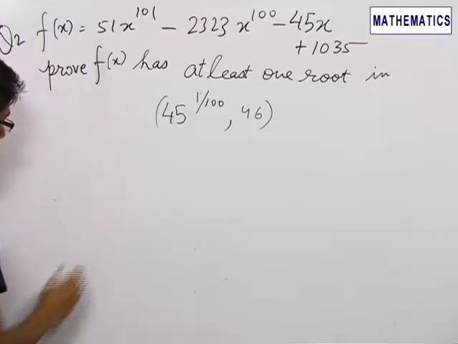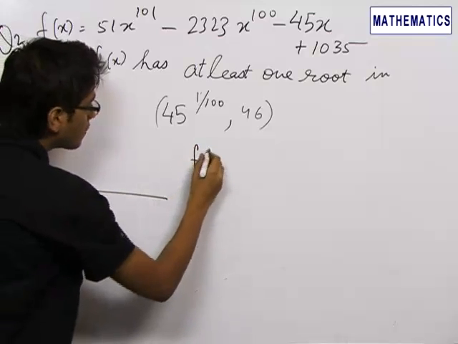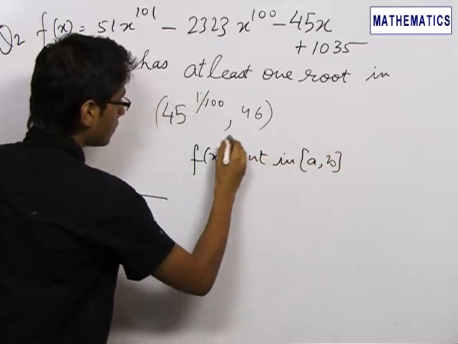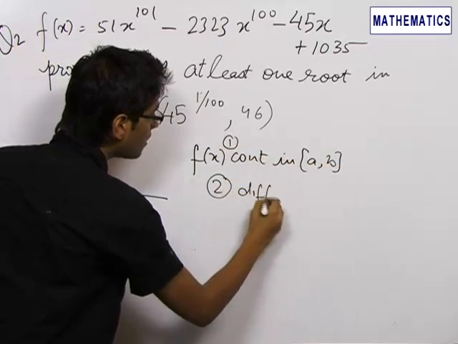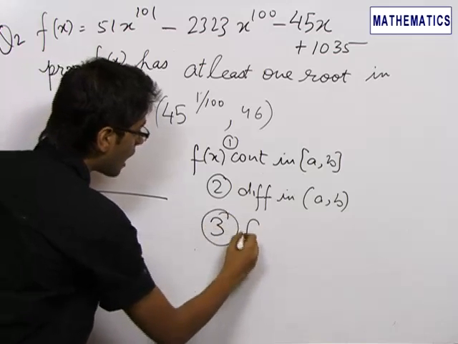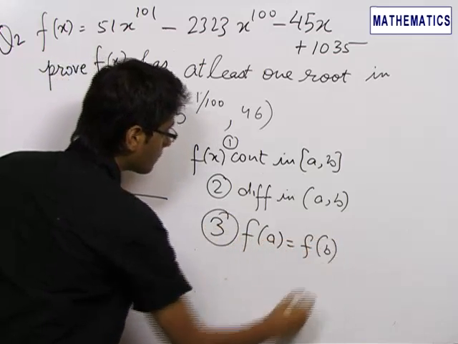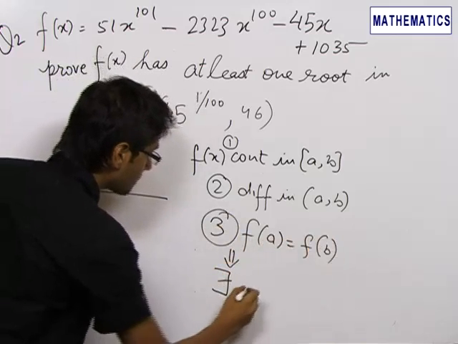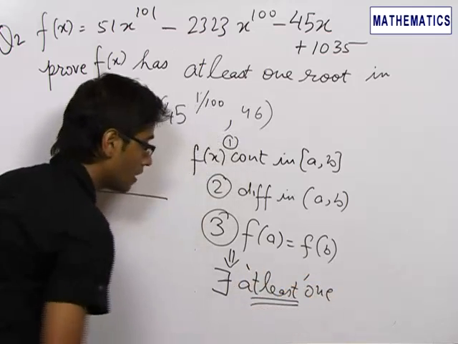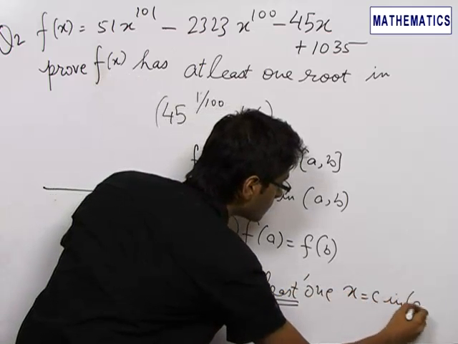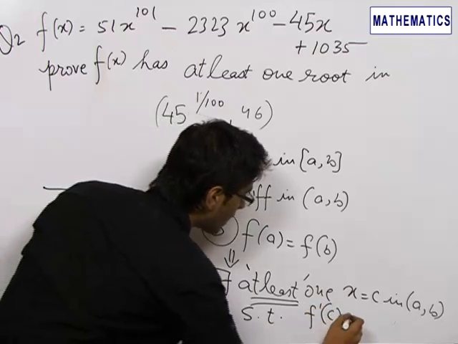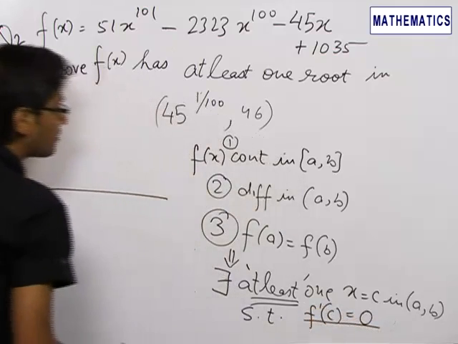we know what Rolle's concept is. Rolle's concept says that if there is a function continuous in [a, b], first point, differentiable in (a, b), the open interval, and such that f(a) is equal to f(b), then there exists at least one, and this is the important part, at least one x equals c in (a, b), such that the differentiation value of the function at x equals c is equal to 0, that is f'(c) equals 0.